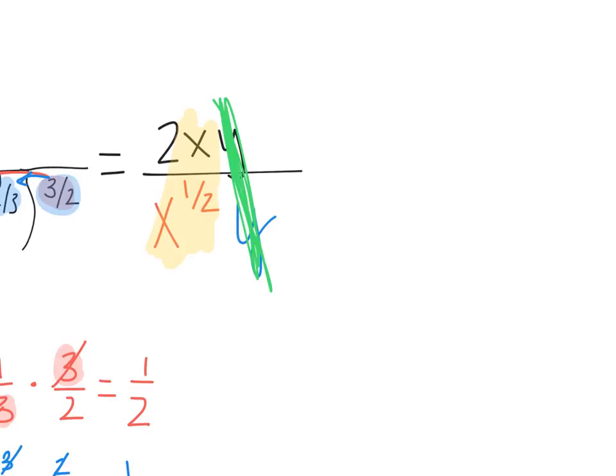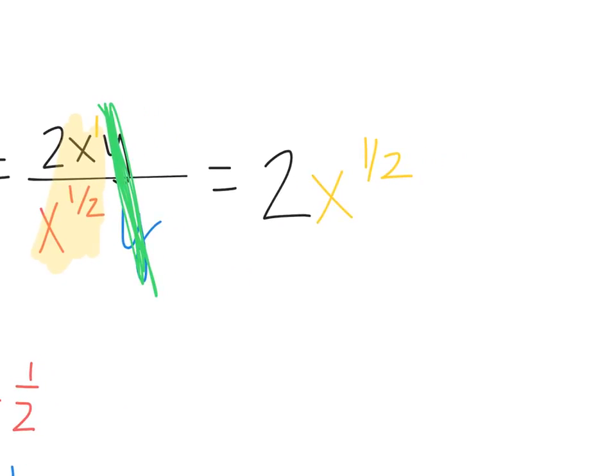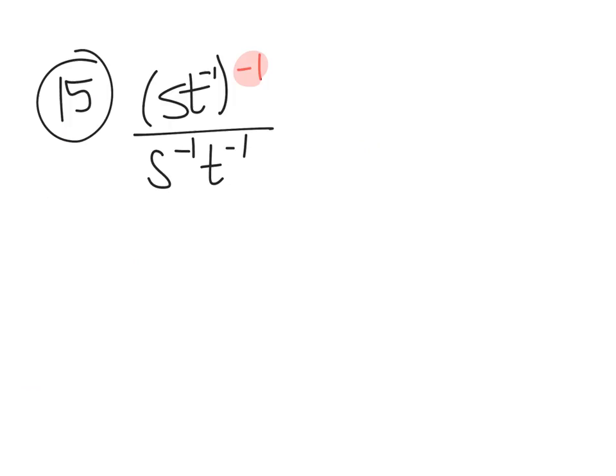You subtract them, because there's 1 on top, 1/2 on bottom. What's 1 minus 1/2? 1/2. So this is really 2x to the 1/2 power. And there's no more denominator, so there's no need to rationalize. We could, but we're doing more work than we have to do. And I don't like that, so I'm actually going to write that as 2 times the square root of x.